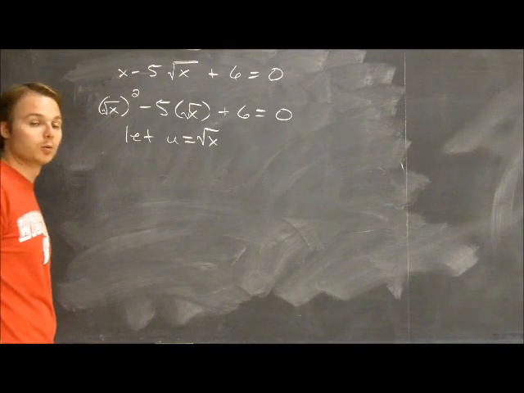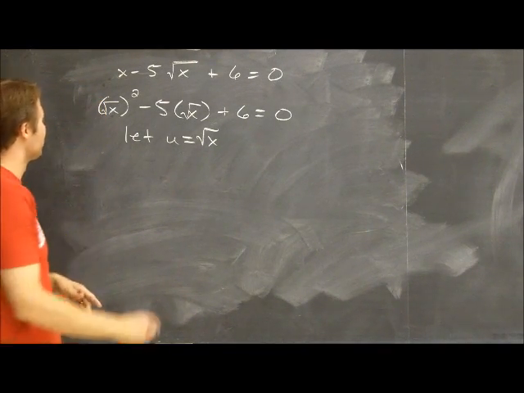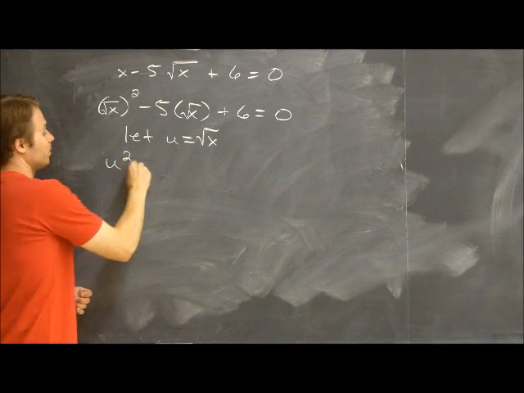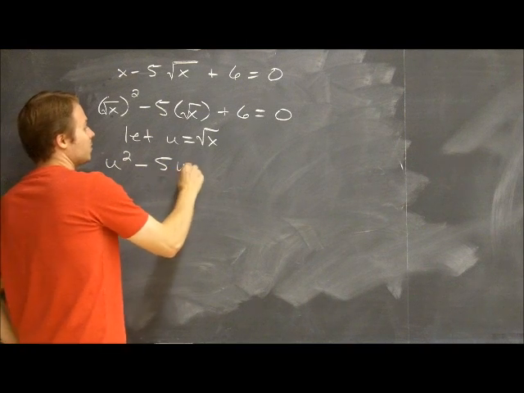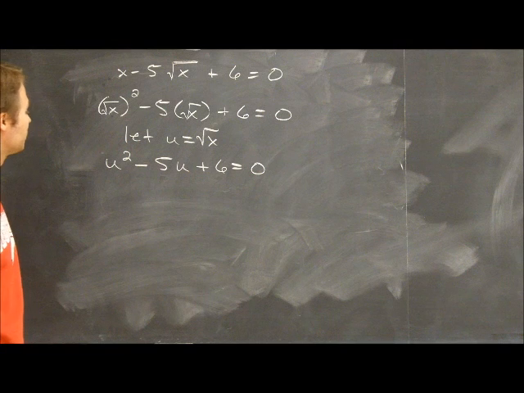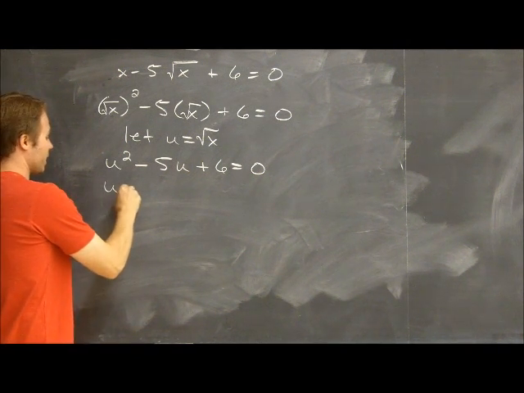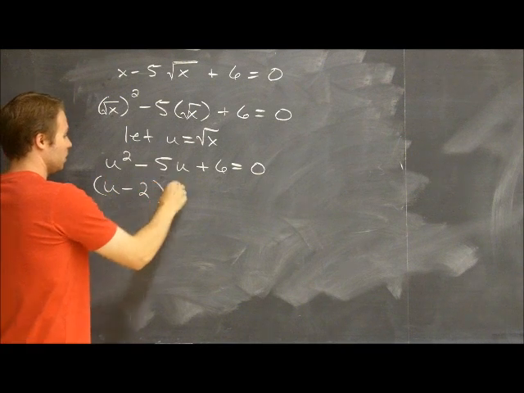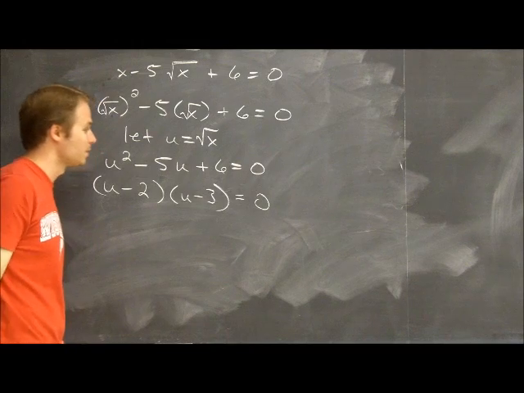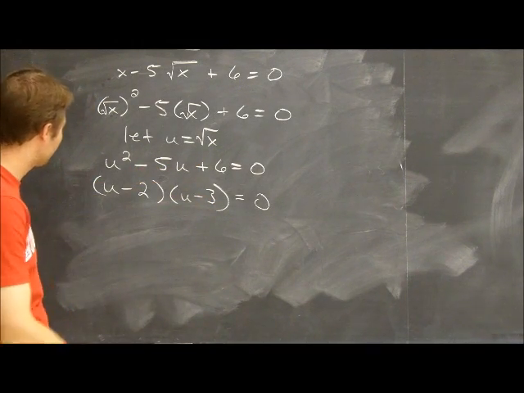In this case, it's the square root of x. And now I'll go through and replace the square root of x with a u everywhere in this equation. So instead of square root of x squared, it'll be u squared minus 5 times u plus 6, and all that's equal to 0. Again, this will factor nicely. So this will factor into u minus 2 times u minus 3, since negative 2 times negative 3 is 6, and negative 2 plus negative 3 is negative 5.